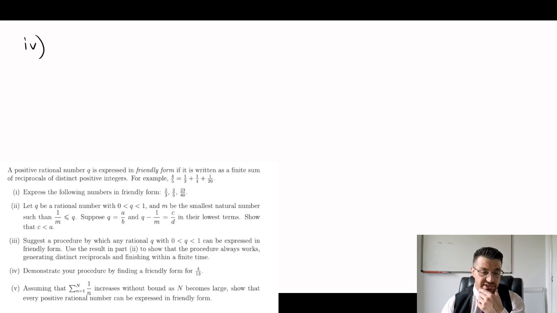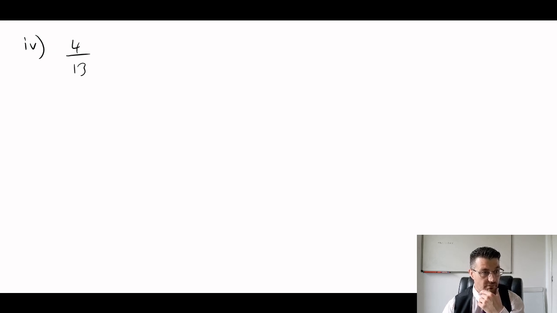Okay, so demonstrate your procedure by finding a friendly form for 4/13. Okay, so we know what to do. You have got to hunt around a little bit here. So, for example, a half. I figured out that half is greater than 4/13. I figured out that a third is greater than 4/13. Okay, so third, get a common denominator here. What's it going to be? 39.